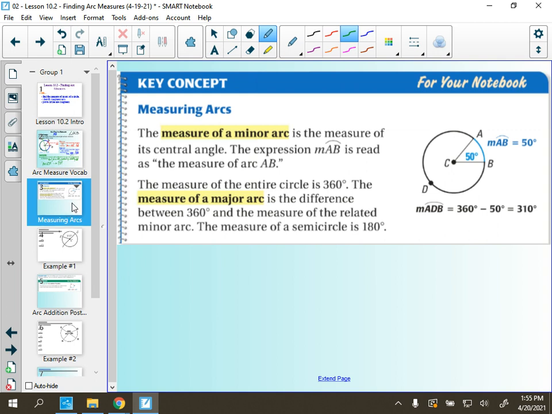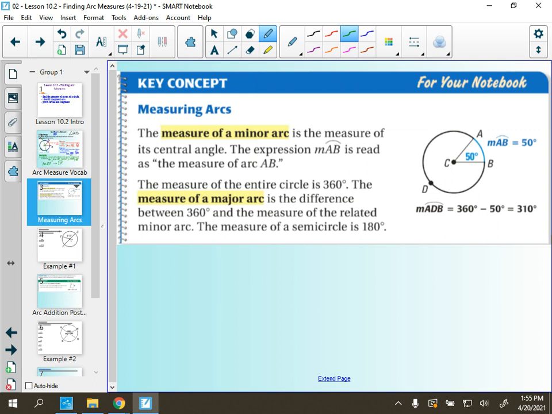So now when we actually talk about measure, there's a lot going on here. I think heading-wise, you can just put something up as far as arc measure or measuring arcs. The major takeaway, and it's a very similar picture to what we just had, is that the measure of the central angle is the same as the arc that it forms.